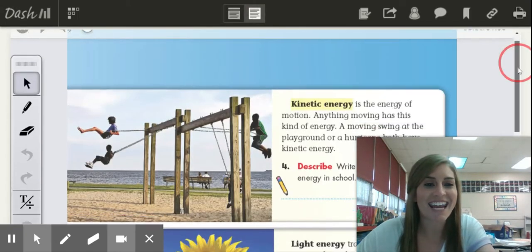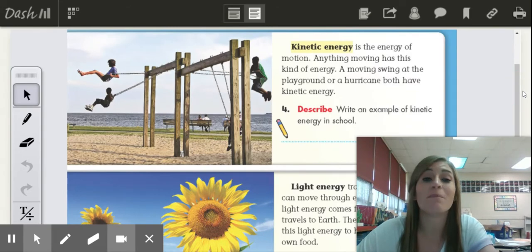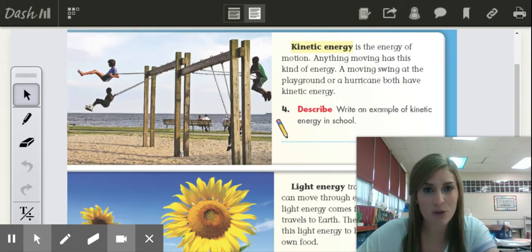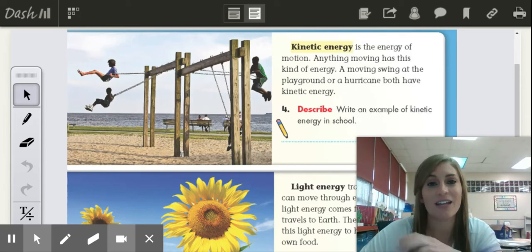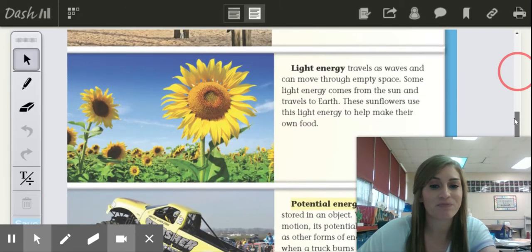Okay, kinetic energy is the energy of motion. Anything that is moving has kinetic energy. Anything, whether you're waving your hands or you're kicking your feet, you have kinetic energy. A moving swing at the playground, just like this picture, or a hurricane, both have kinetic energy.